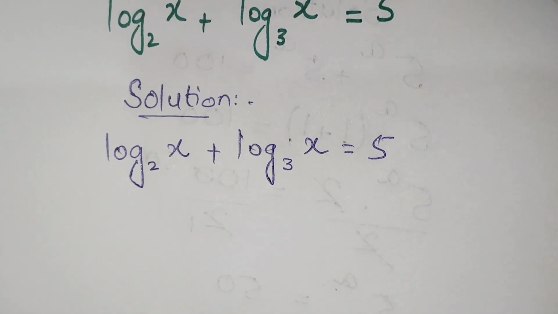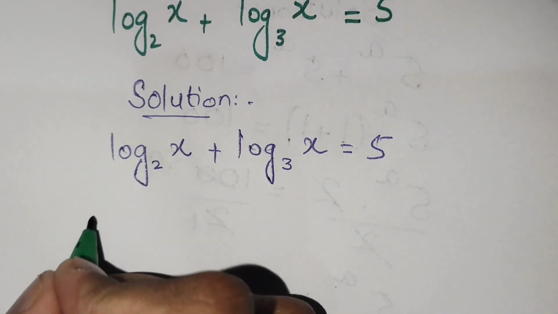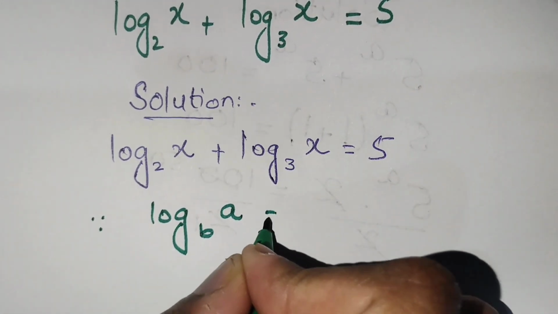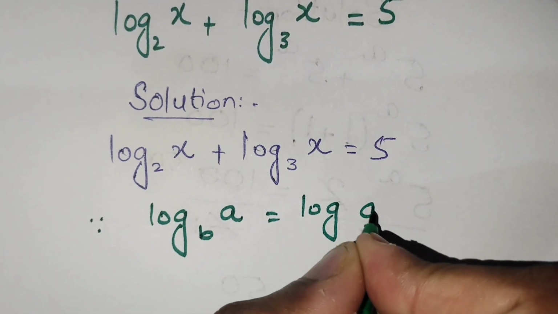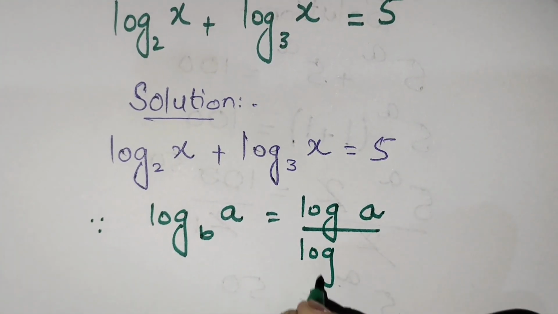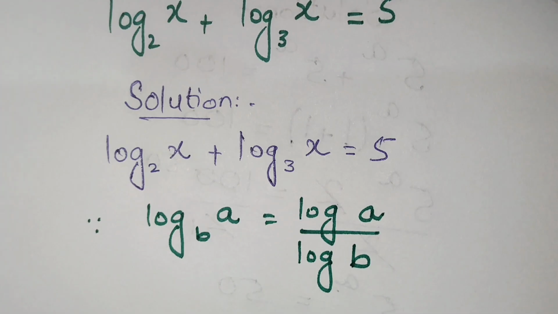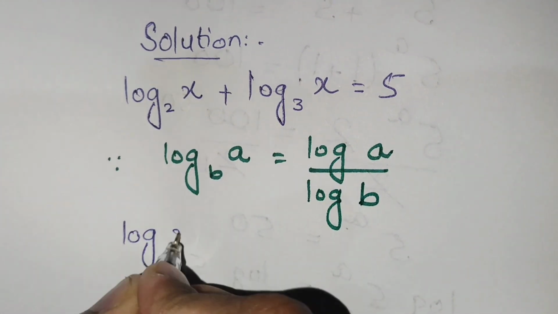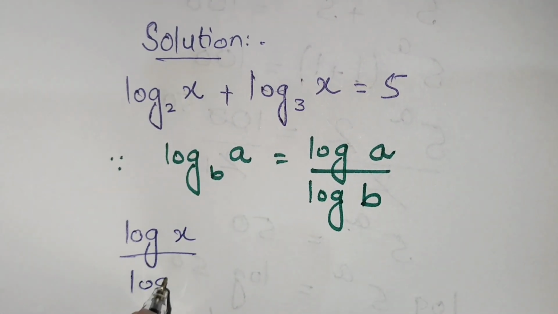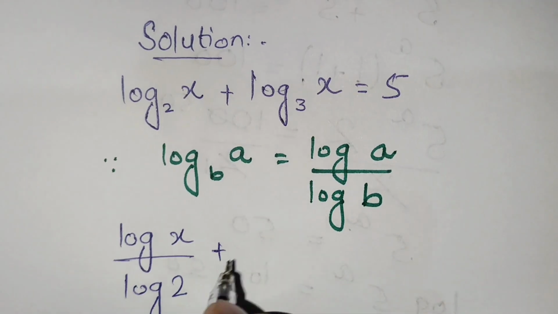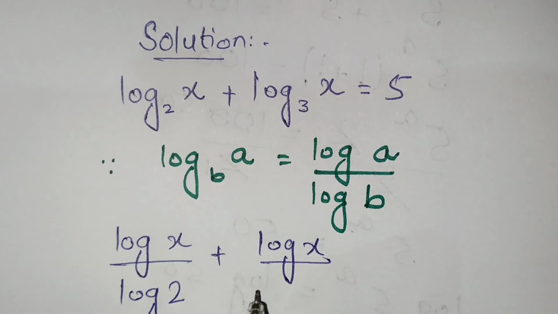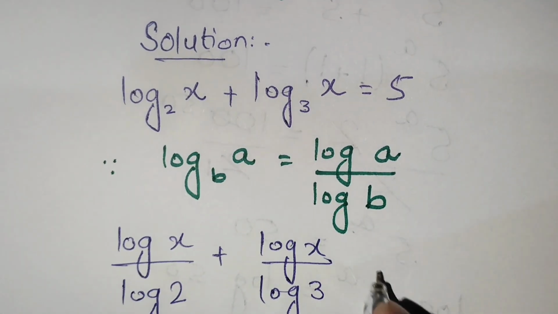We know that log of a to the base b is equal to log of a divided by log of b. So our equation now becomes log of x divided by log of 2 plus log of x divided by log of 3 equals 5.